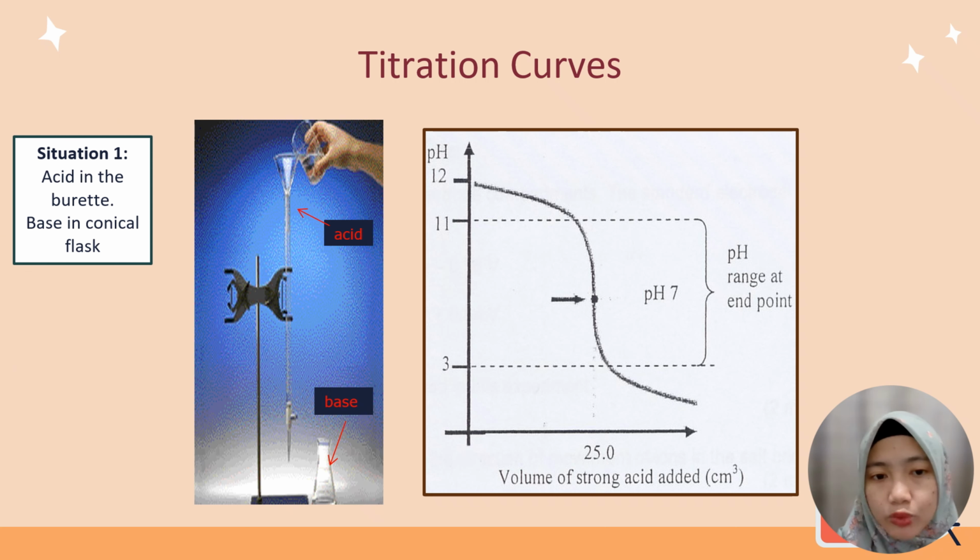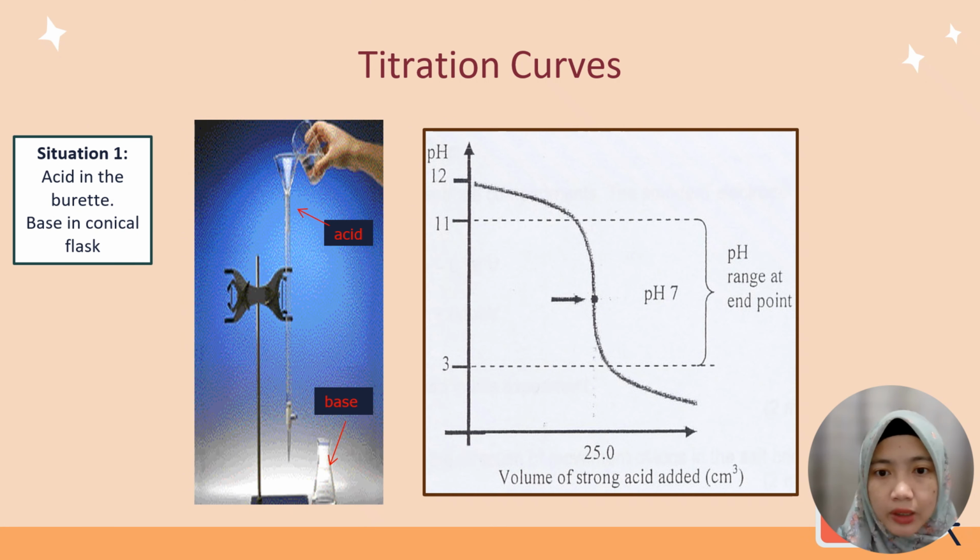When we start the titration and add the acid slowly, what happens to the pH of the solution inside the conical flask? It will slowly decrease because of the addition of acid. That's why for the titration curve in this situation, the graph would be decreasing. And this is how the shape of the titration curve looks like.